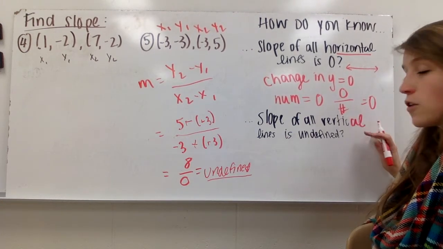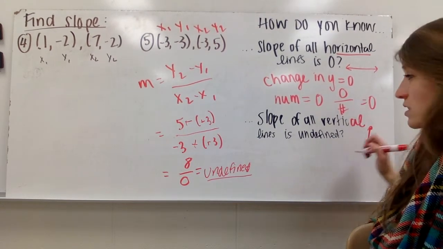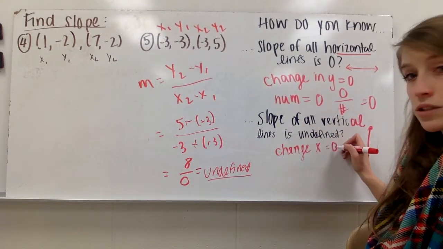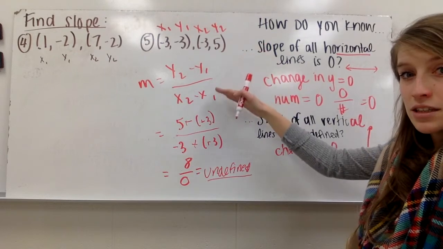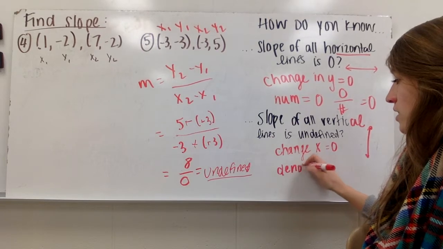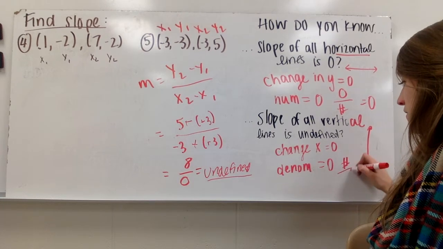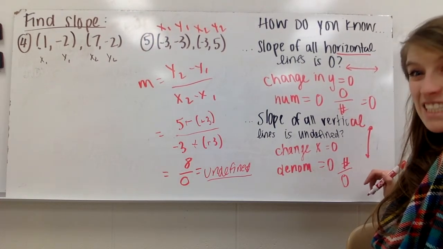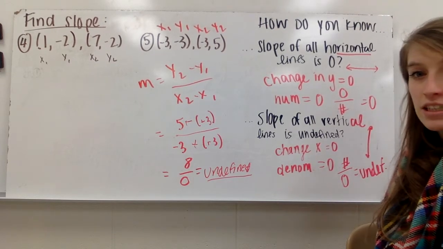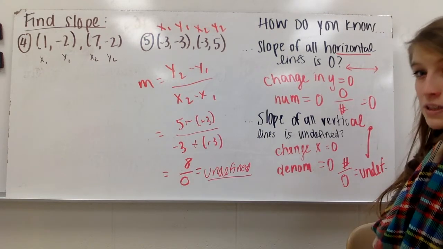Now the slope of all vertical lines. In a vertical line here, every single x value is the same. So here my change in x is equal to 0. Change in x is in the denominator of your slope fraction. So this always means then that our denominator is equal to 0. If I take any number and divide it by 0, that's a number that does not exist. So our slope here will always be undefined. Whenever I divide by 0, my slope is undefined.